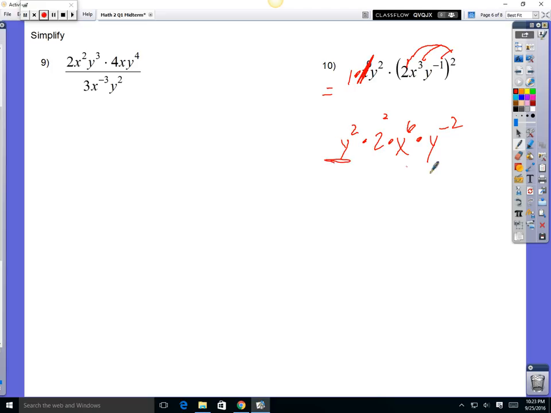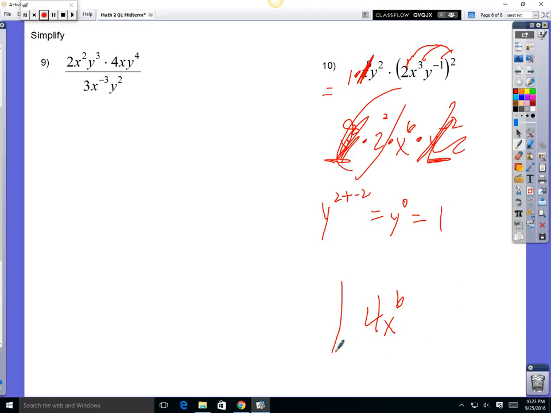Okay, now look, these y's, combine them, you add them, so it's y to the 2 plus negative 2, which is y to the 0, which is 1. So your y's cancel out. 2 squared is 4. Your answer, 4x to the 6th.